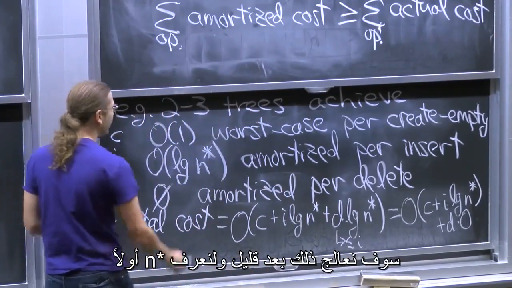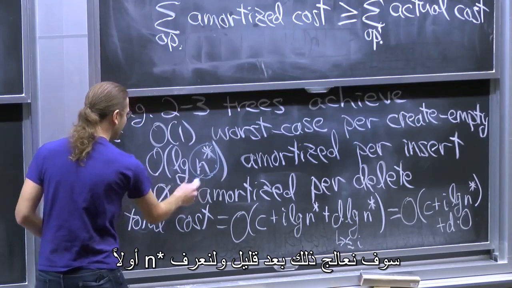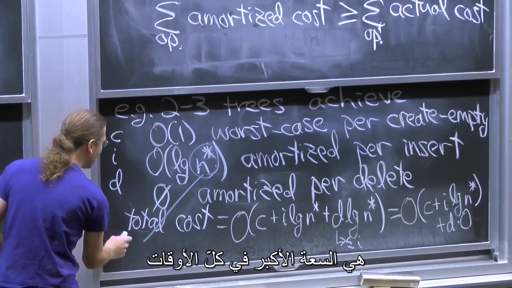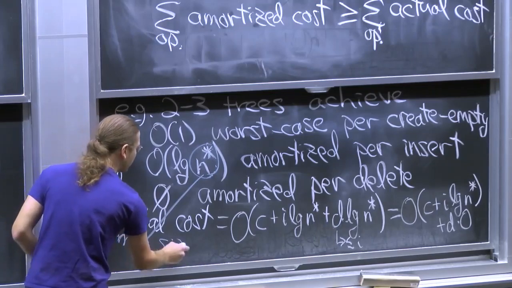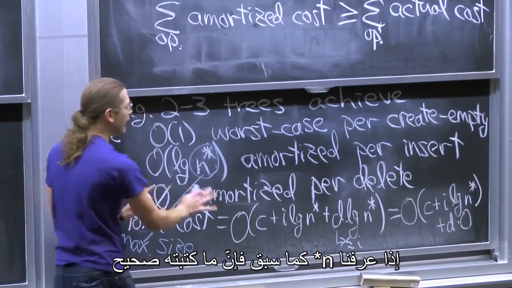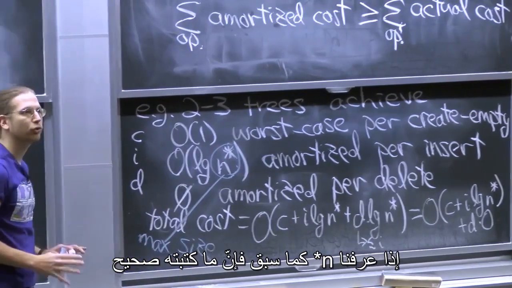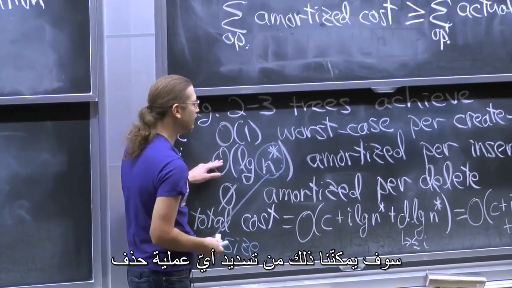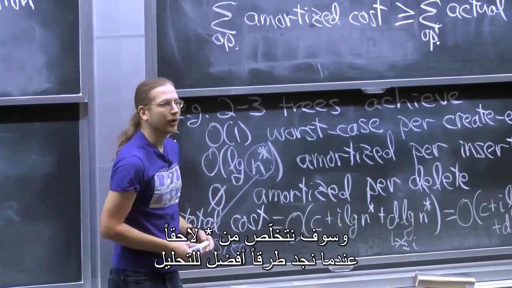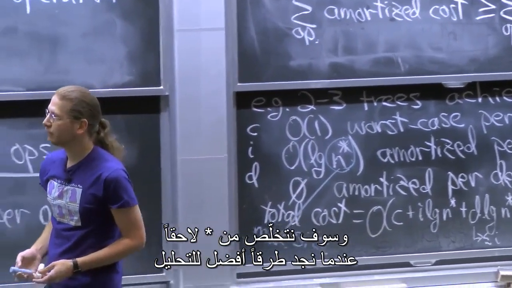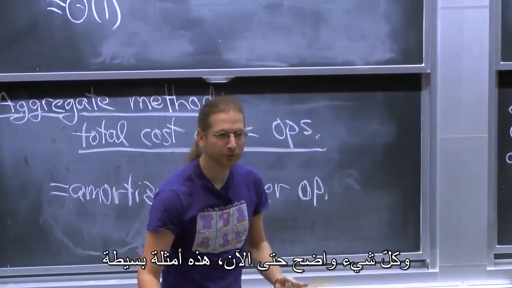We will fix that in a moment, but for now, I'm just going to define n star to be the maximum size over all time. Okay, if we just define it that way, then this is true. That will let me pay for any deletion. But we'll remove that star later on once we get better analysis methods. But so far so good.